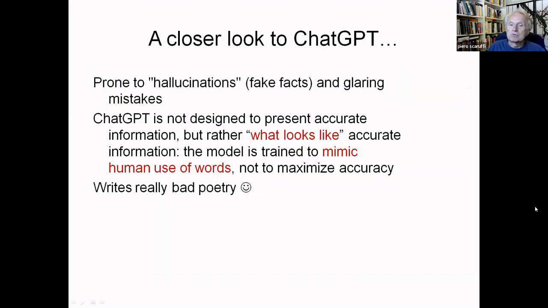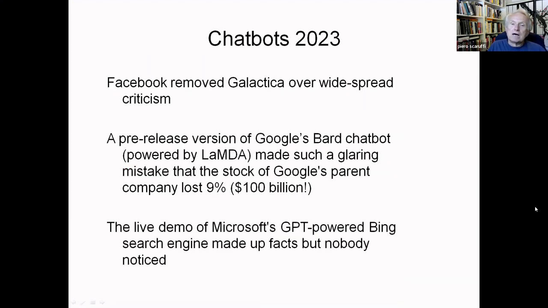So it's prone to hallucinations, to fake facts and glaring mistakes. It is obviously not designed to present accurate information, but rather what looks like accurate information. Basically, the model is trained to mimic human use of words. Oh, by the way, it writes really bad poetry. Now, ChatGPT is actually the best of the batch so far.